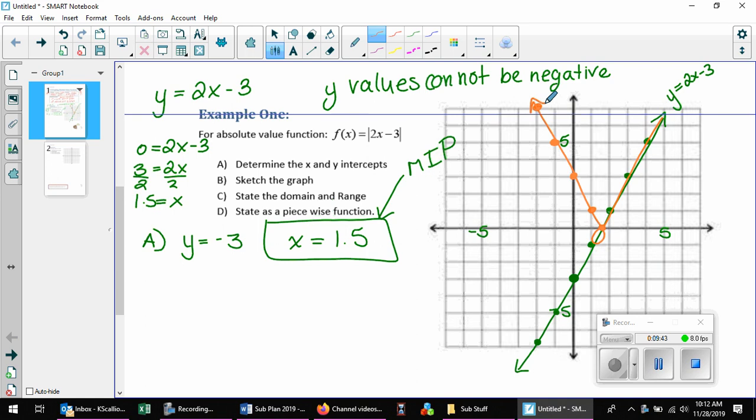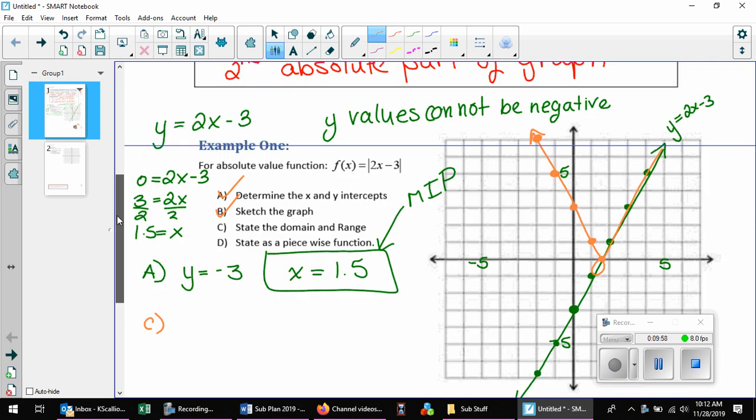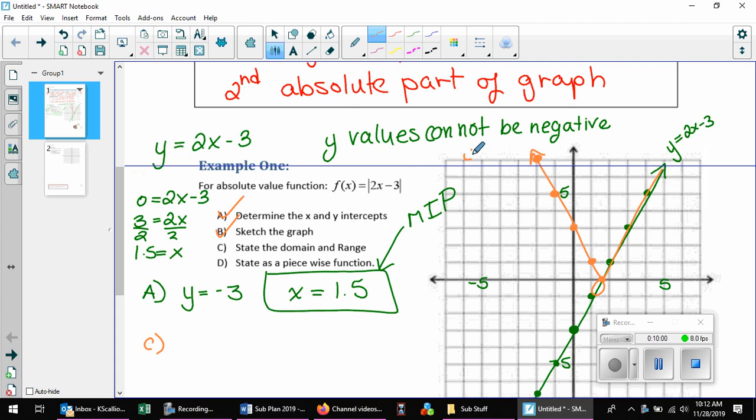Okay, so sketch the graph. Take the domain and range of the graph. Okay, so we did A, good job. We're over to B, good job. Now let's move on to C. What is the domain? And the thing is my orange graph is my y equals absolute value 2x minus 3.